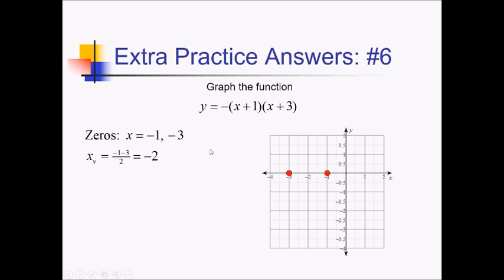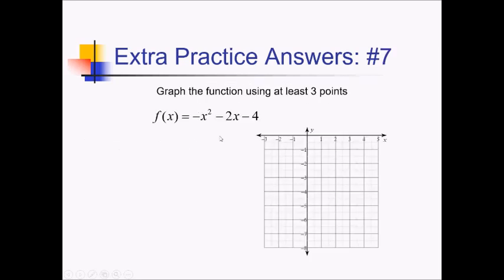Now we plug that back into the original equation to get the y value. So we've got, let's see here, negative 2 plus 1 is negative 1. Negative 2 plus 3 is positive 1. Negative 1 times positive 1 is negative 1. But we have a negative out in front of all this, so that flips back to being positive 1 after all that work. So then negative 2 comma positive 1 is our vertex, and that's going to be right here. And now using those 3 points, we draw the parabola.